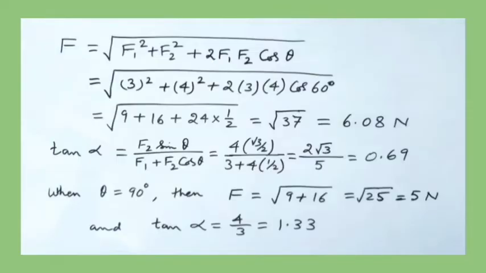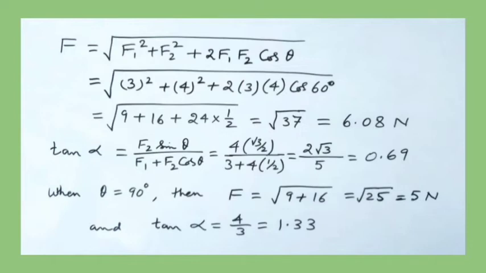The resultant of two forces is equal to under root F1 square plus F2 square plus 2 F1 F2 cos theta. Substituting the values, magnitude of resultant force is equal to under root 3 square plus 4 square plus 2 into 3 into 4 cos 60 degree, which comes out equal to under root 37, which is equal to 6.08 Newton.